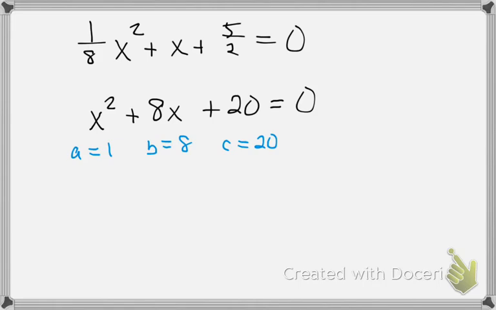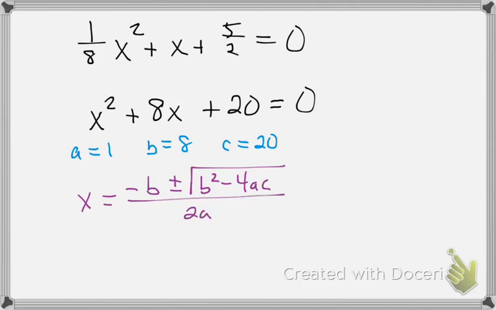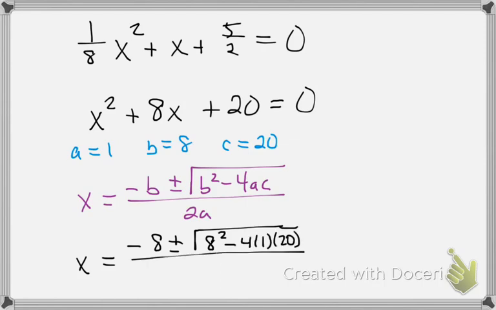So again, write the formula down if you need to. x equals negative b plus or minus square root b squared minus 4ac all over 2a. And then we'll just take a step to plug in. So this means I have minus 8 plus or minus square root 8 squared minus 4 times 1 times 20 all over 2 times 1. You guys with me on that? Everybody on board?